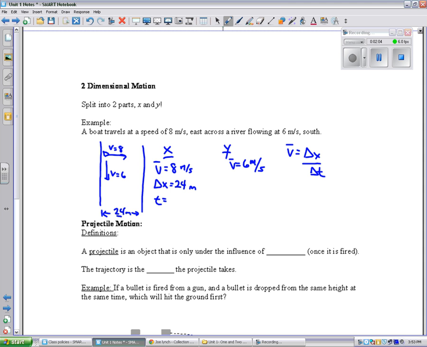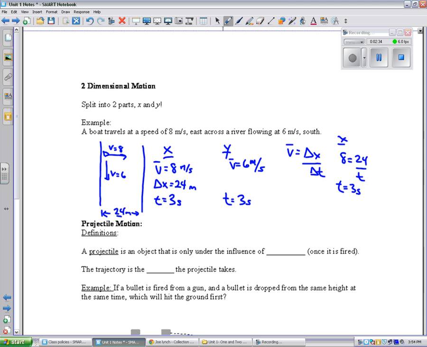So plugging things in for the x direction, my velocity is 8 equals 24 divided by t. And if I cross multiply and divide, I'll end up with t equals 3 seconds. So now I know the time down here is 3 seconds. Now the one thing that is going to be the same for both sides is time. Time is a scalar, direction doesn't matter. So whatever time I have in the x direction, I'm also going to have in the y direction.